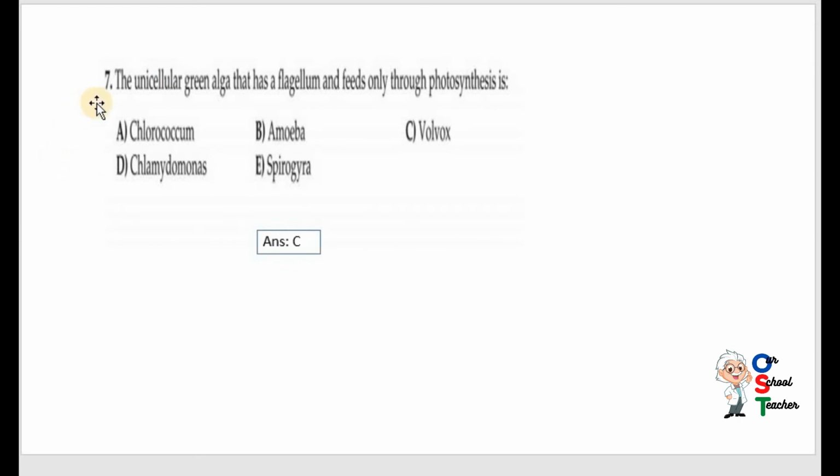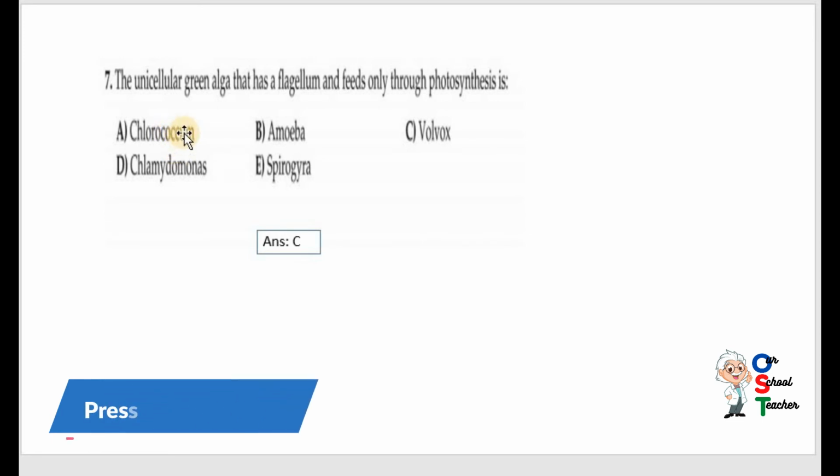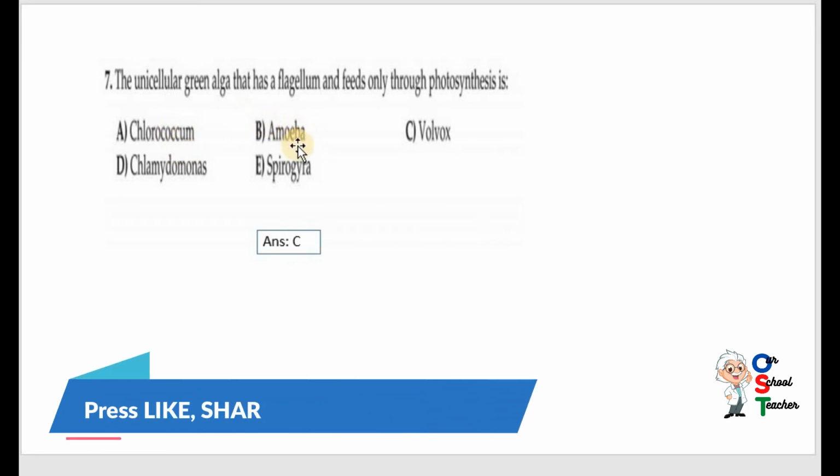Now question number 7. The unicellular green alga that has flagellum and feeds only through photosynthesis. Chlorococcum is not, they form colonies that are not single. Amoeba is not a green alga, it is an animal. Volvox is green algae. Chlamydomonas. Spirogyra obviously is algae, not unicellular. So only Chlamydomonas is unicellular green alga.